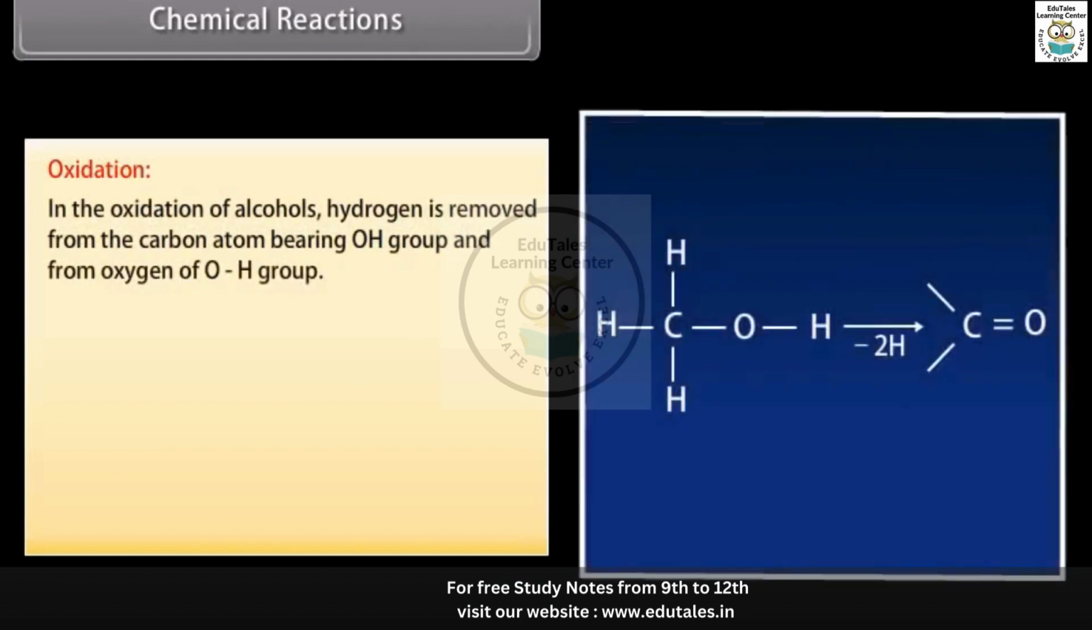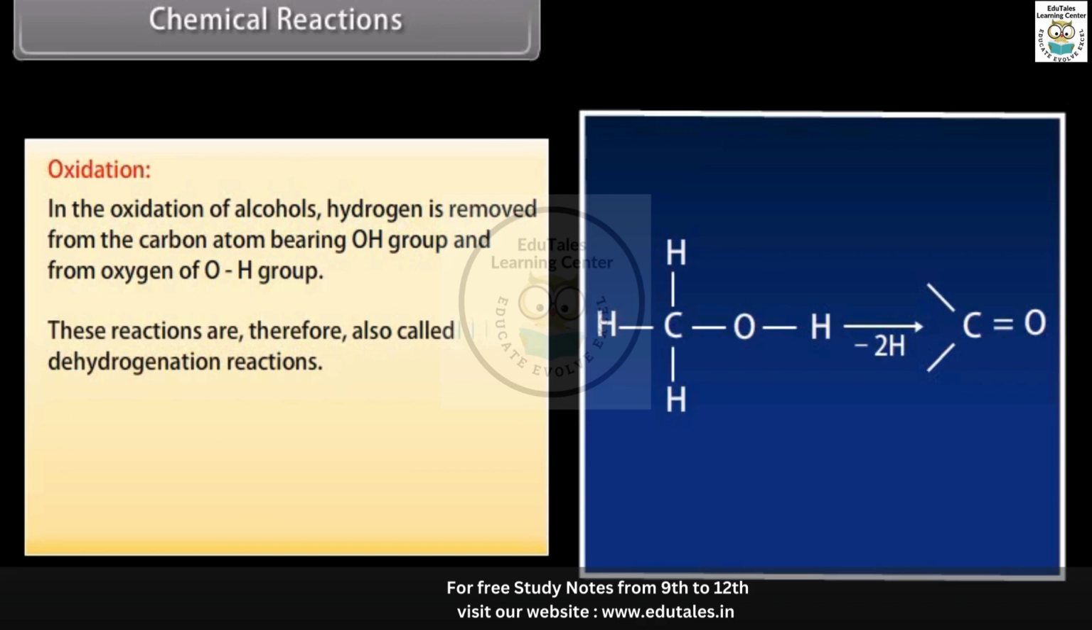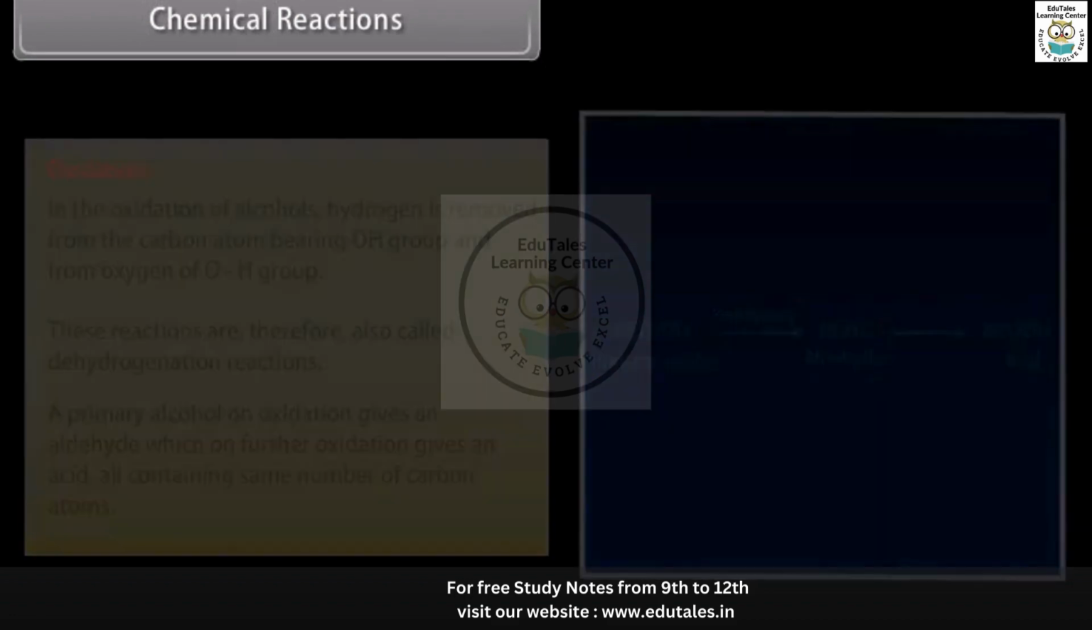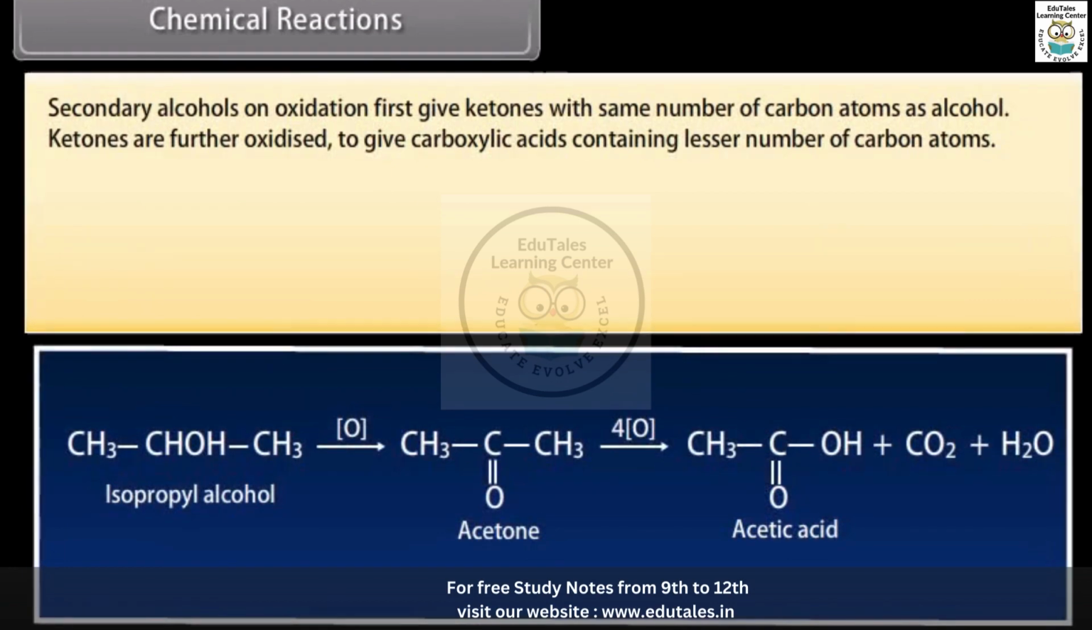Oxidation. In the oxidation of alcohols, hydrogen is removed from the carbon atom bearing OH group and from oxygen of OH group. These reactions are, therefore, also called dehydrogenation reactions. A primary alcohol on oxidation gives an aldehyde which on further oxidation gives an acid, all containing same number of carbon atoms. Secondary alcohols on oxidation first give ketones with same number of carbon atoms as alcohol.